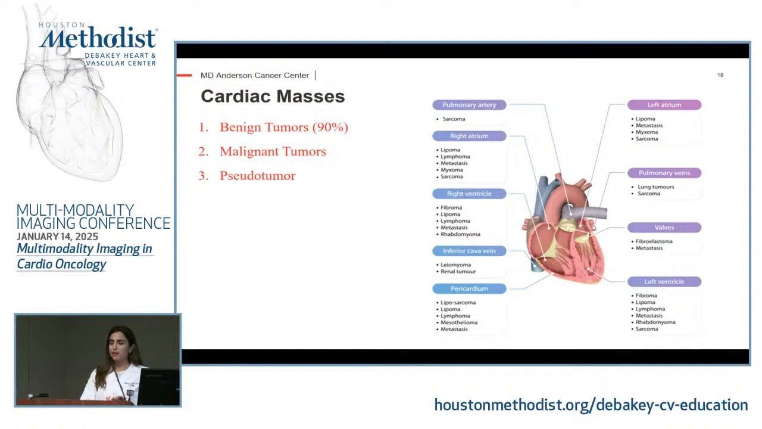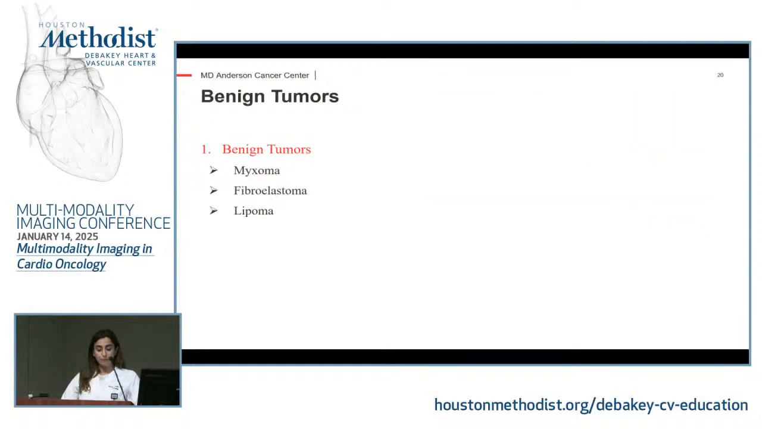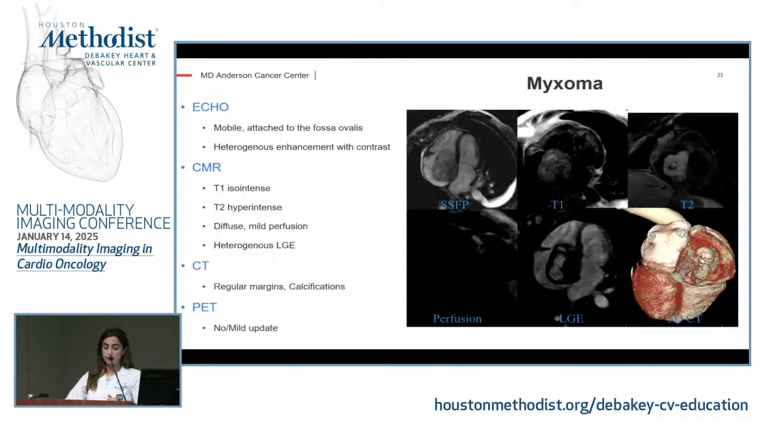Now, thinking about heart masses, the majority of them are benign, thankfully. 90% of them are benign. Malignant tumors are quite rare. Pseudotumors are the ones that we talk about as thrombosis, cysts, or vegetations. When we look at primary benign tumors of the heart, myxomas are at the top of the list. Fibroelastomas and lipomas are next.